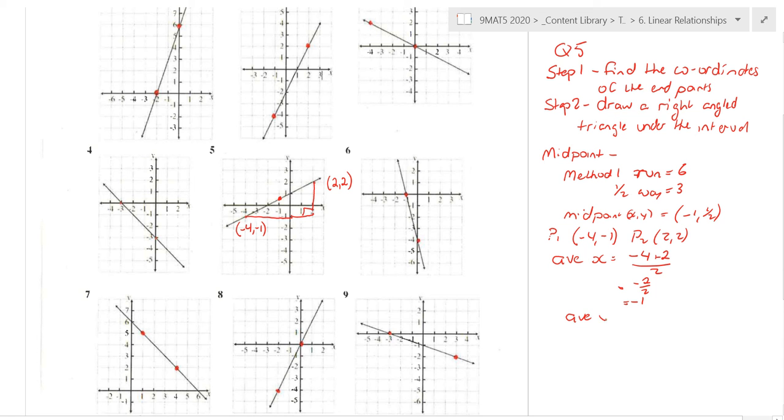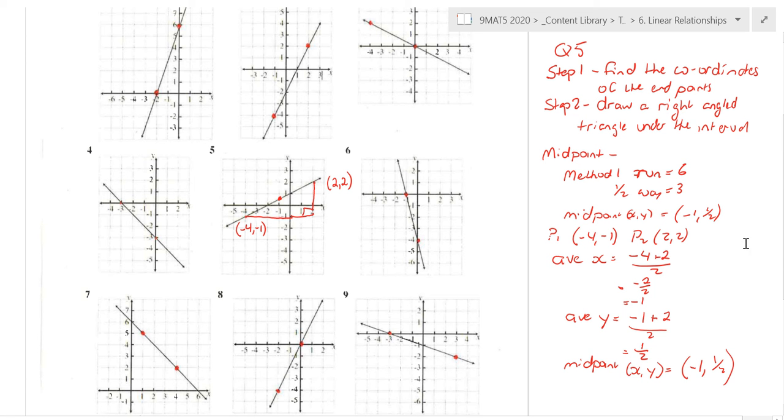Our average y is equal to the 2 y points added together, minus 1 plus 2 divided by 2. So that is simply minus 1 plus 2 is 1. 1 divided by 2 is a half. So we find we have the same points, midpoint x, y is equal to minus 1 and a half. Okay, so that is that.